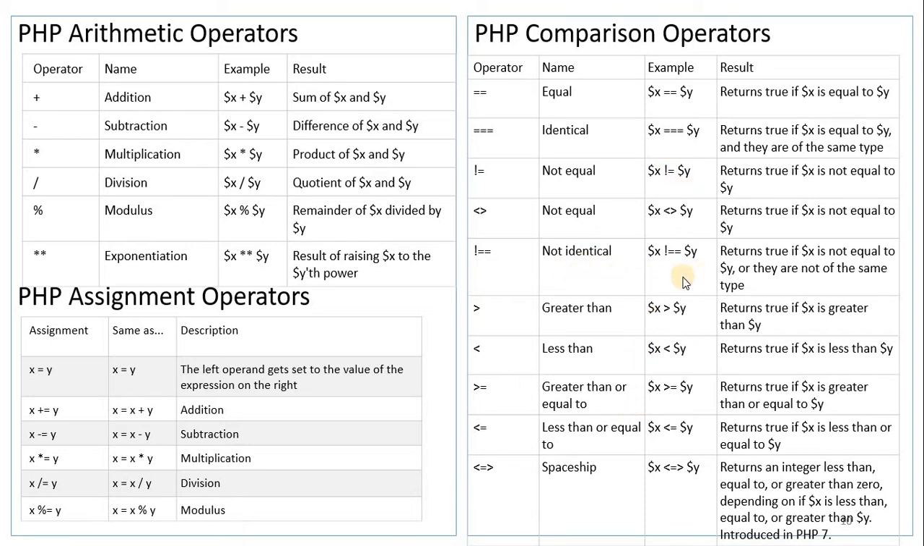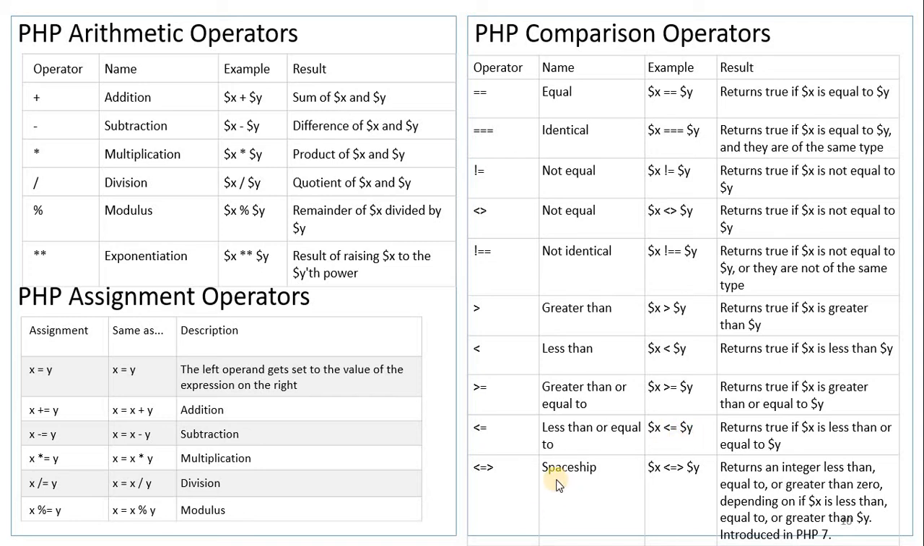The next one is not identical. This is exactly the opposite of identical. It returns true if $x is not equal to $y or they are not of the same type. The next one is greater than, which returns true if the value of x is greater than the value of y. Less than returns true if the value of x is less than the value of y. Greater than or equal to returns true if the value of x is either greater than or equal to the value of y. Less than or equal to returns true if the value of x is less than or equal to the value of y.